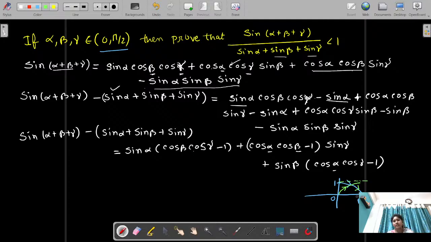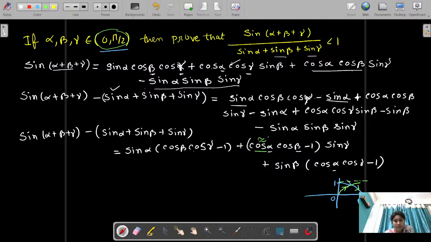Cos alpha is decreasing, and sin alpha is increasing. What is the highest value of cos alpha in this interval, 0 to pi by 2? The highest value of cos alpha is 1, but it cannot achieve 1, right? Cos 0 is 1, but it cannot achieve 1 as we have an open interval. So it will be nearly equal to 1.